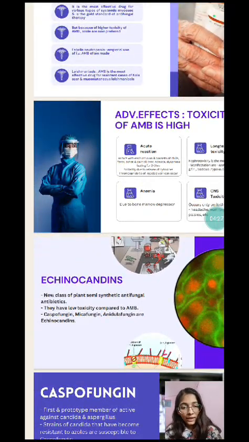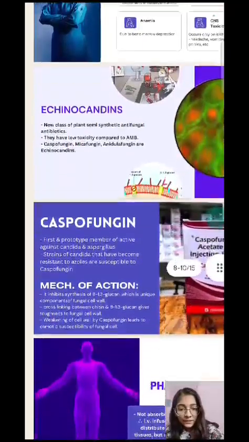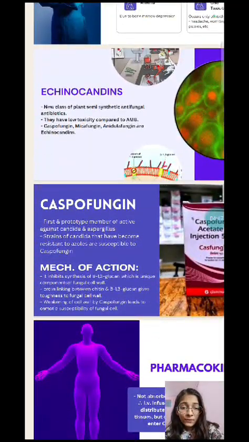Let's study about echinocandins. Echinocandins are the new class of potent semisynthetic antifungal antibiotics. They have low toxicity compared to amphotericin B. Caspofungin, micafungin, and anidulafungin are the echinocandins. Caspofungin. It is the first and prototype member of echinocandins. It is active against Candida and Aspergillus. Strains of Candida that have become resistant to azoles are susceptible to caspofungin.